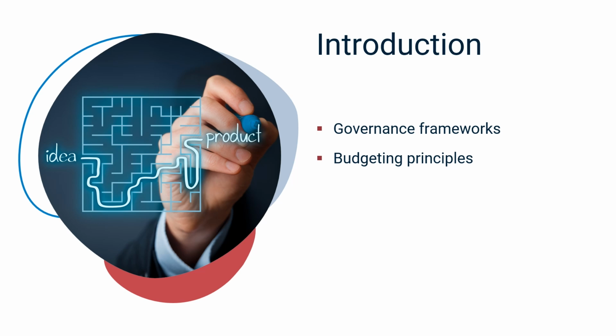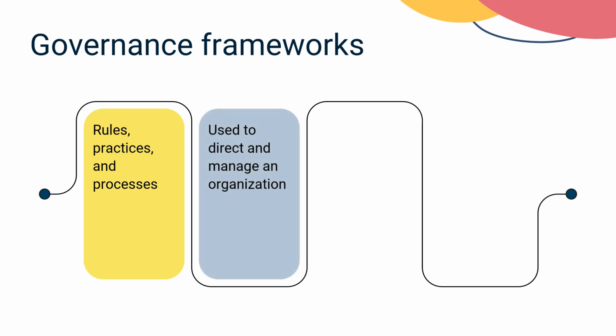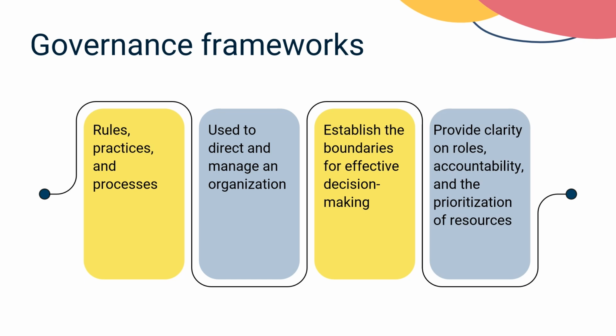Let's get started. Governance refers to the framework of rules, practices, and processes used to direct and manage an organization. For a product owner, governance establishes the boundaries to ensure alignment of your decisions with organizational objectives, compliance with regulations, and the achievement of desired outcomes. Effective governance provides clarity on roles, accountability, and the prioritization of resources.